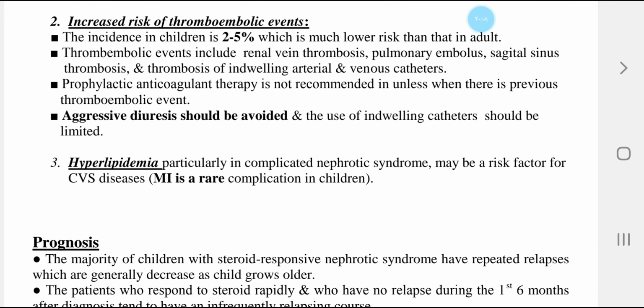The third complication is hyperlipidemia, particularly in complicated nephrotic syndrome. It may be a risk factor for cardiovascular disease like MI, which is a rare complication in children.